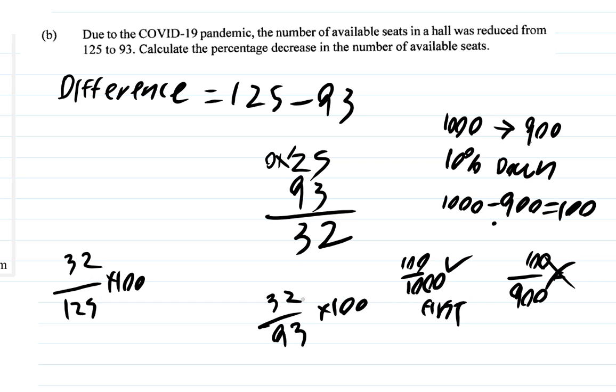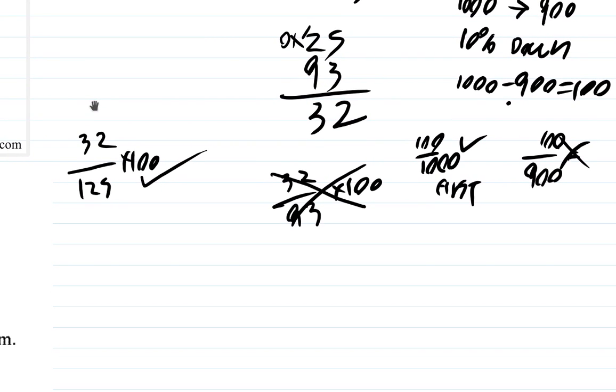So the first number was 125. The second number after the change is 93. So this is the second number. Don't do this. This one is right. So with a question like this, if you're not sure, just look at a simple one that you know and work it out, and then follow the pattern like what I did here. You must find the change, and then that change must be divided by the first number, the original number.